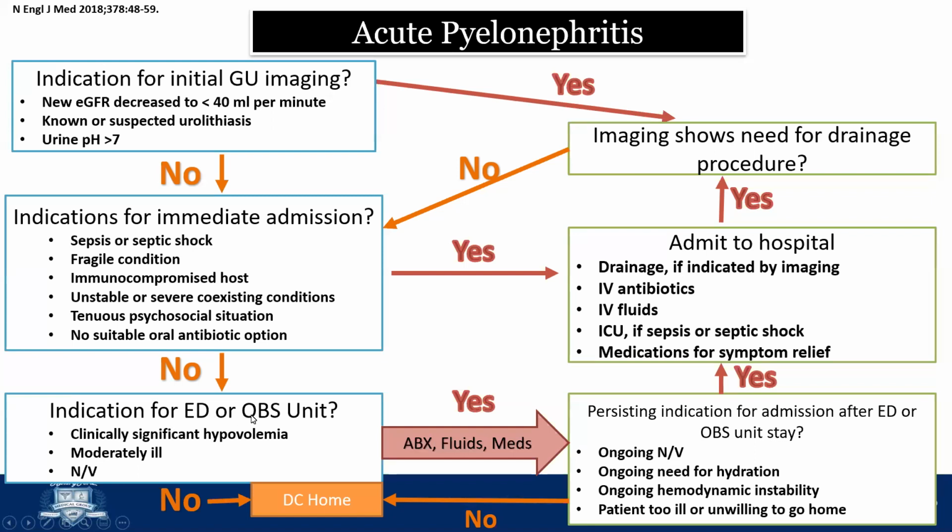If no, then if there's clinically significant hypovolemia, they're moderately ill, or they have nausea and vomiting, then they're probably more appropriate for the observation unit. If not, then they can be discharged home. If they do meet this and come to the observation unit, you start antibiotics, IV fluids, and other medications. If they have persistent symptoms, ongoing nausea, vomiting, ongoing dehydration, ongoing hemodynamic instability, and they're too ill or unwilling to go home, then that would be the time to admit them. If everything is improving, you can step them down to oral therapy and discharge them home.